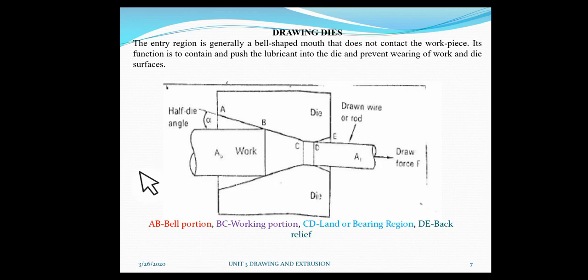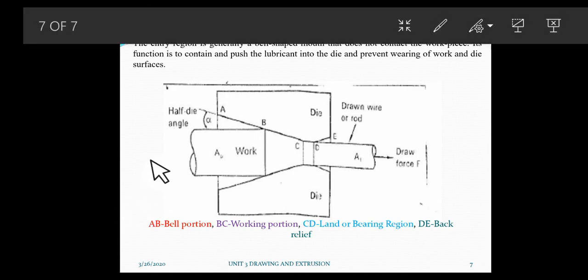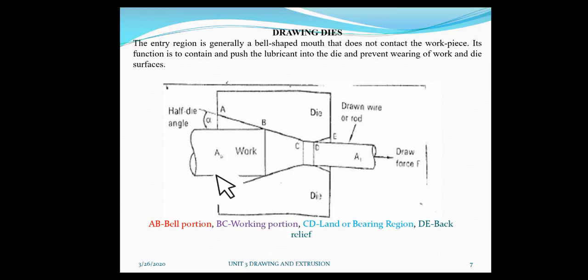Now come to the drawing variables or the drawing dies. If you observe here, A to B is called the bell portion. This is the naming of the drawing die: AB is the bell portion. BC, from here to here, is called the working portion. CD is the land or bearing region. DE is called the back relief angle. In the exam they are going to ask: explain drawing variables with a neat sketch.